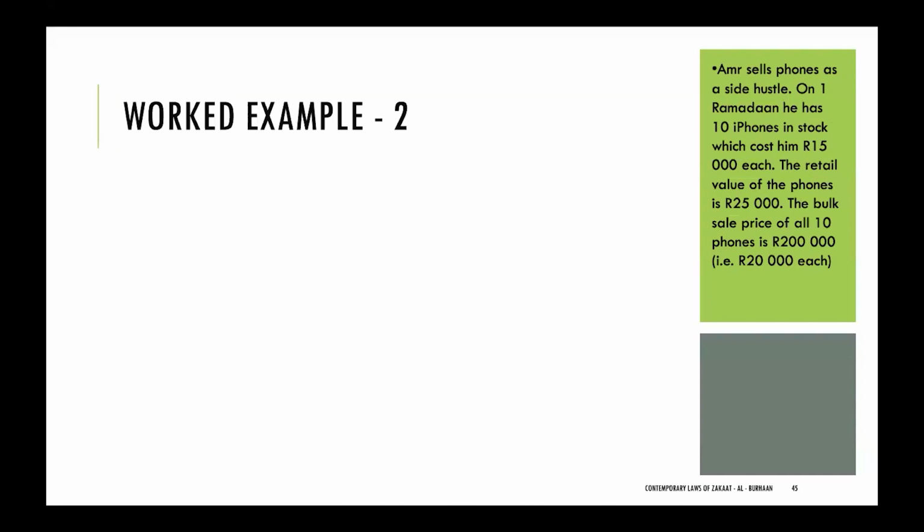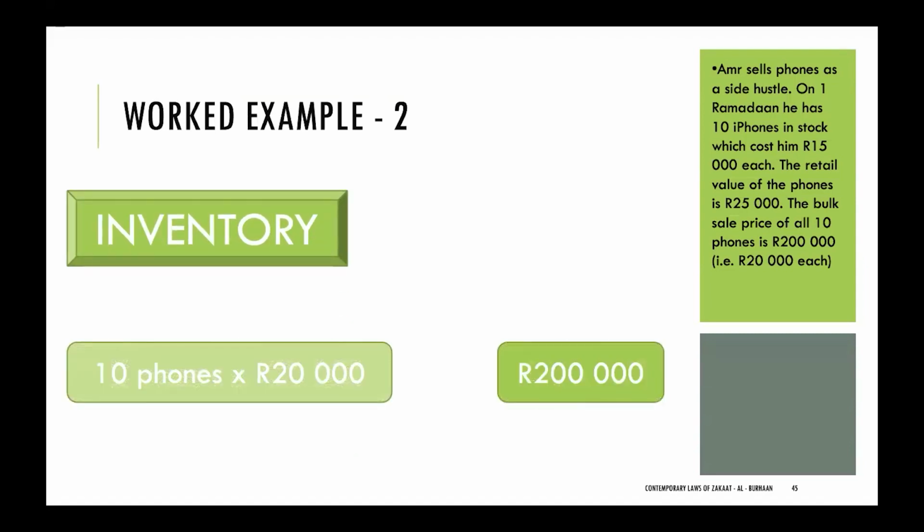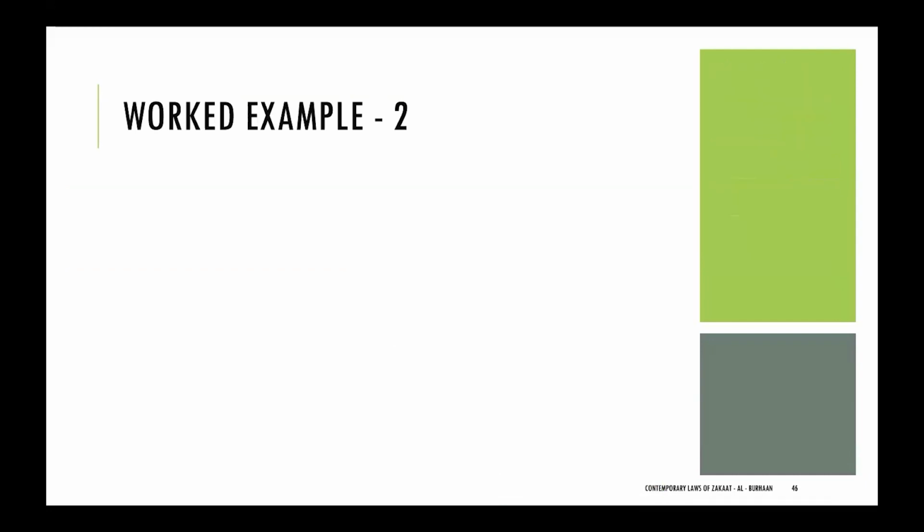Now, he's got cell phones that he sells as a side hustle, and these cell phones would now be inventory or trading stock. As a result of that, he would have to value them for zakat purposes. We know that it cost him 15,000 rand each, but we also know that looking at our session on zakat on inventory, he can either value them at the retail value of 25,000 rand, or he could do it at a bulk sale price, which would be slightly lower than the retail value. In this case, it's 20,000 rands. He cannot value it at cost. The 15,000 rand cost is not correct for zakat valuation purposes. So here he's got the 10 phones at 20,000 rands. We're going to value it at 200,000 rands.